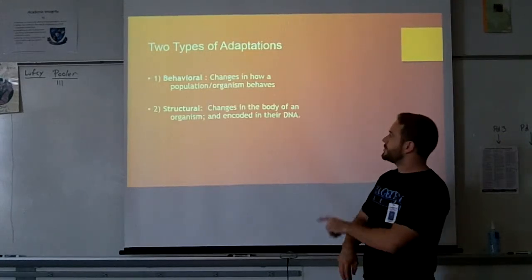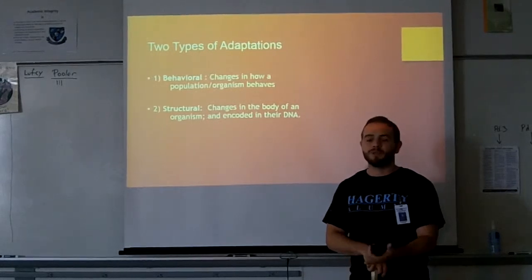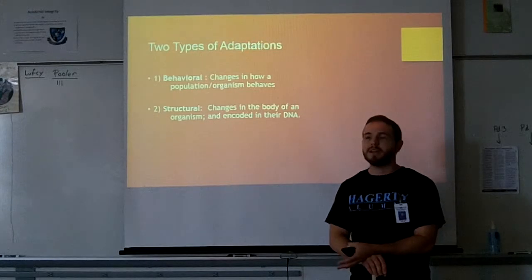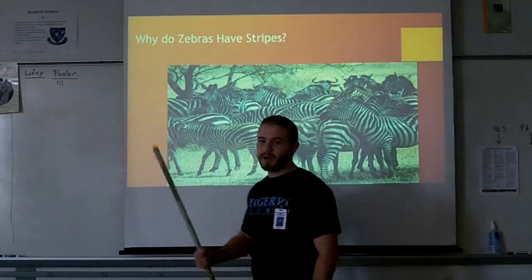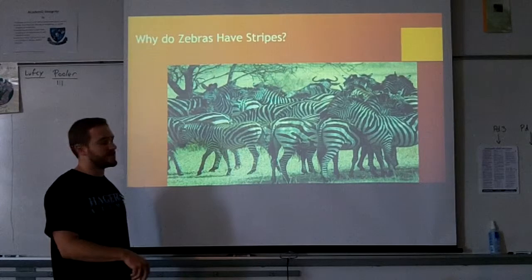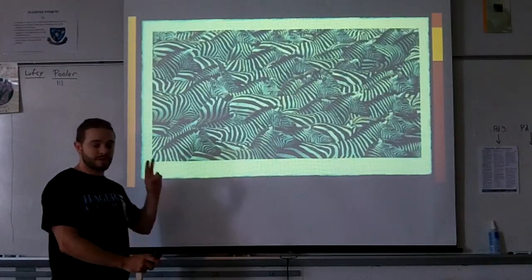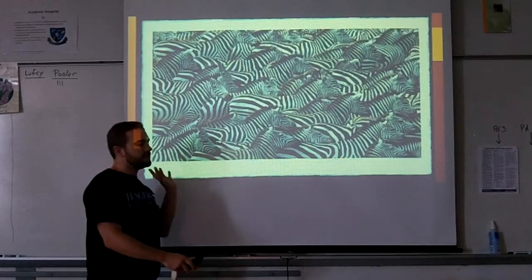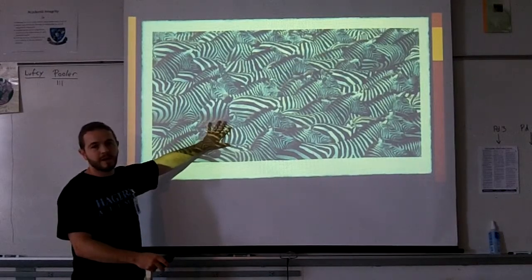Contrast that with structural adaptations, which take a long time to develop because they have to move through a population. They have to happen because of mutations. It takes a long time. So let's look at zebras. Why do zebras have stripes? There are two theories that are actually proposed, and it's the conjunction of both of those types of adaptations.